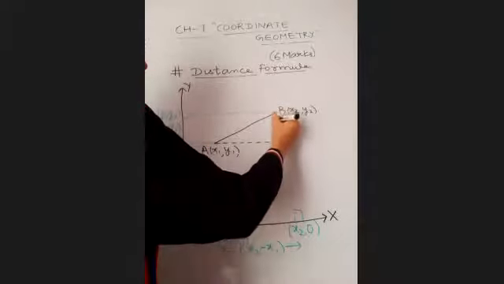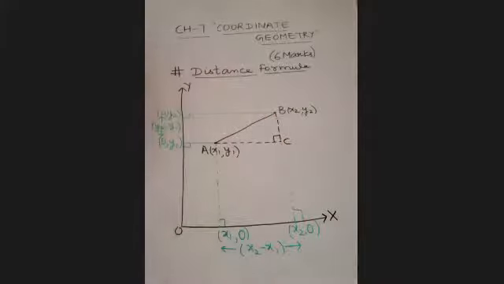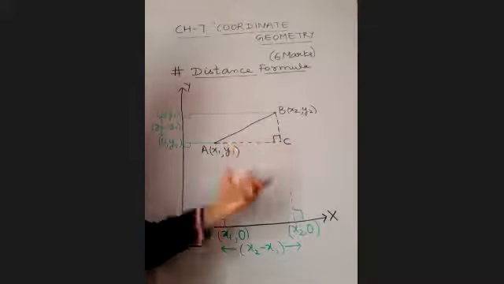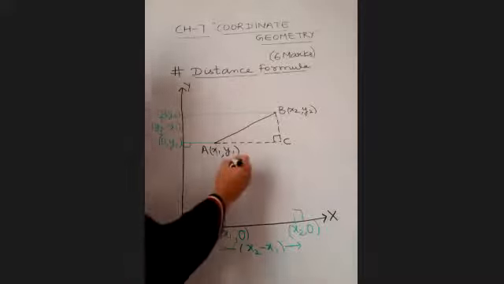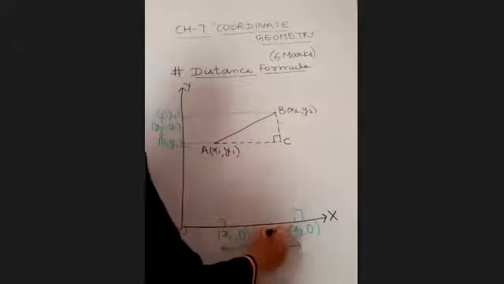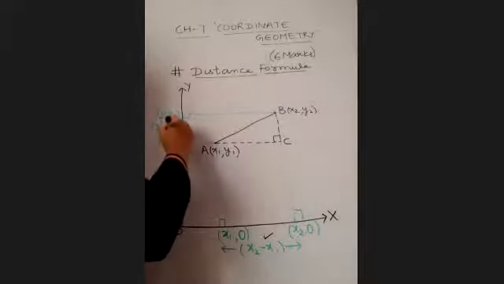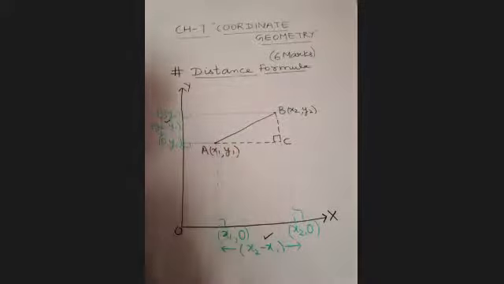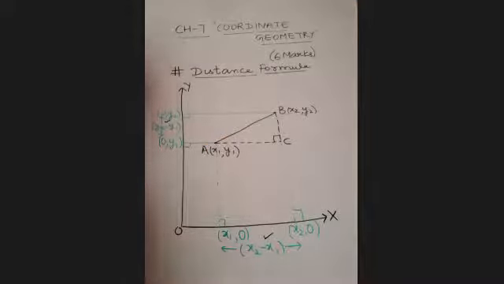This is already perpendicular. So I will complete this triangle C. Now in this triangle, what is AC? Yes, this distance is x2 minus x1. And what is BC, children? Y2 minus y1. Now this is a right triangle with a right angle. Pythagoras theorem, and get the work done.